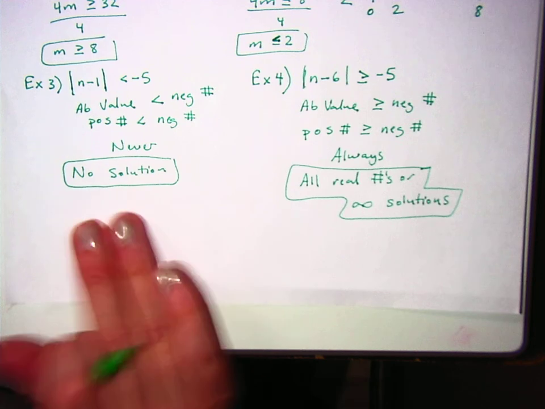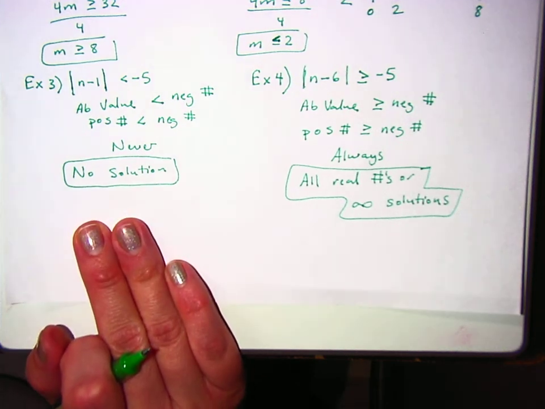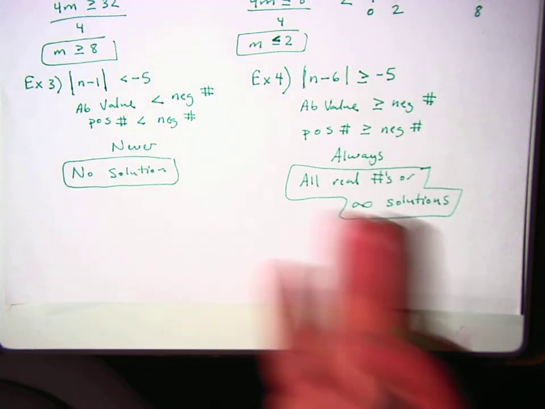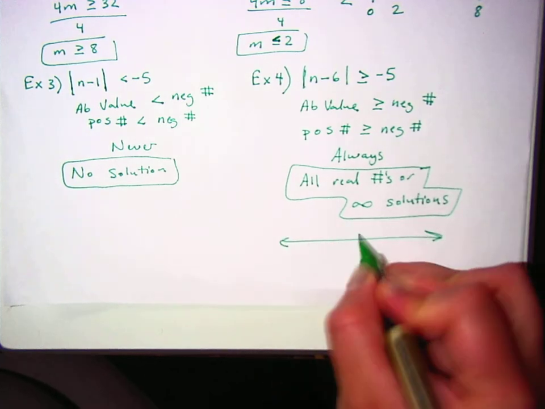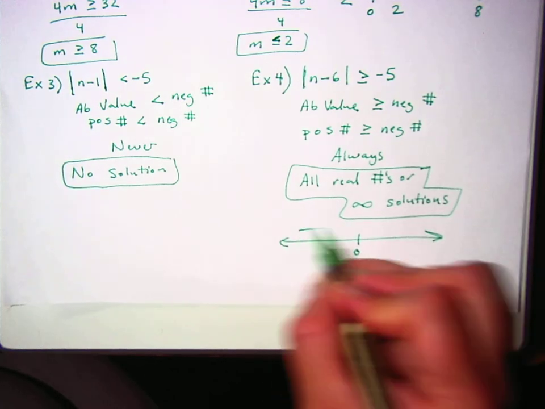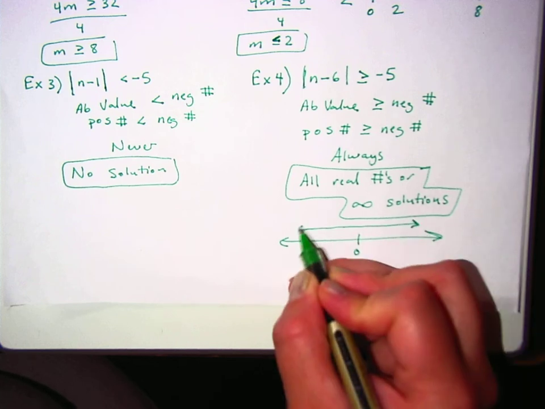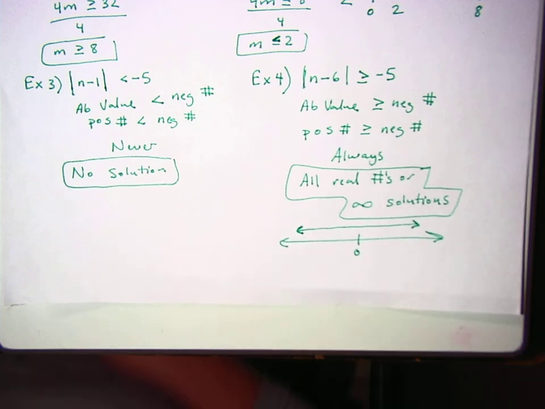Now, if you were to graph the no solution one on a number line, you couldn't because there's no answer. And if you were to graph this one, you would literally draw a line that went like this over the top that implies that all answers are possible.